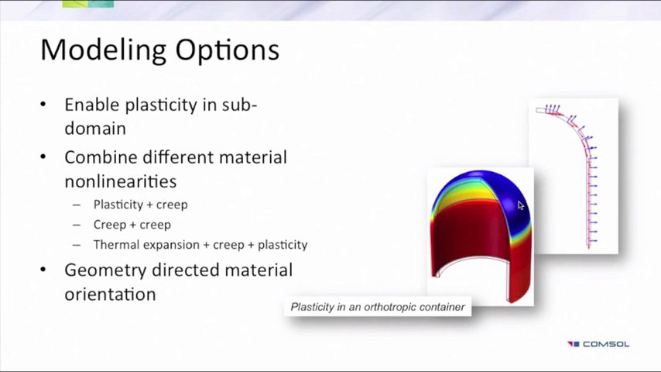In modeling, there are different options. You can enable plasticity in subdomains. This is especially handy when you work with models where plasticity occurs locally. When dealing with plasticity, you add extra degrees of freedom to your model that the model needs to be solved for. And imagine that only 2% of your model undergoes plasticity and they need to have those degrees of freedom.